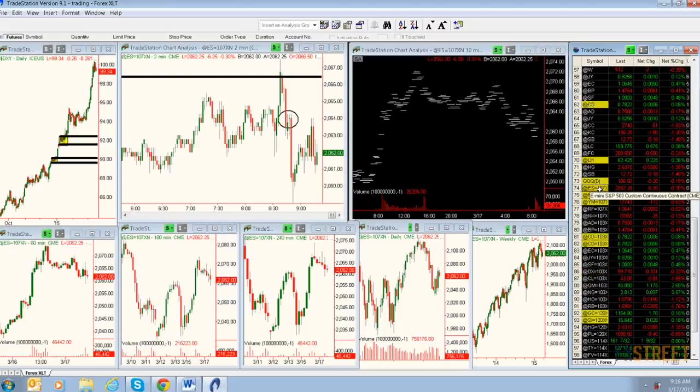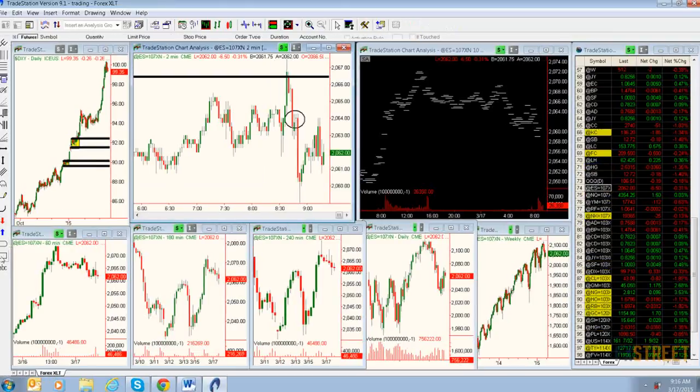Okay, so here's our level that we kind of planned out a few minutes ago, right? That area. Anybody take this trade, by the way? Looks like it paid a few points here.